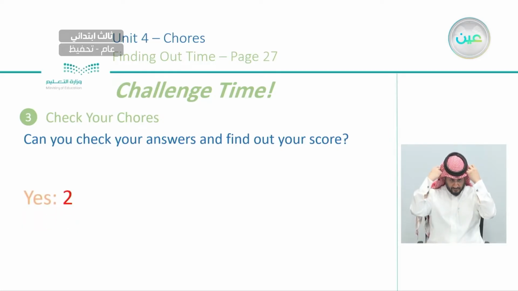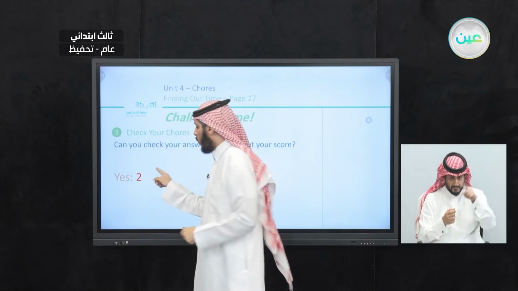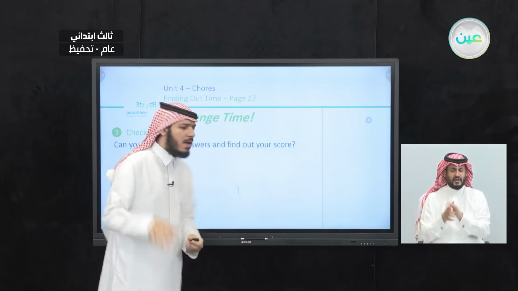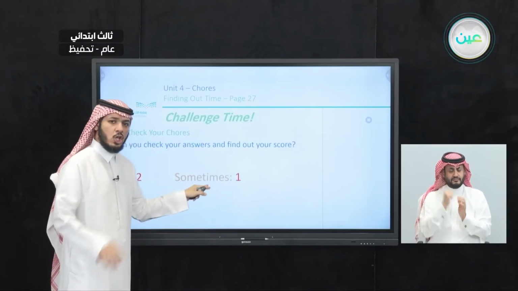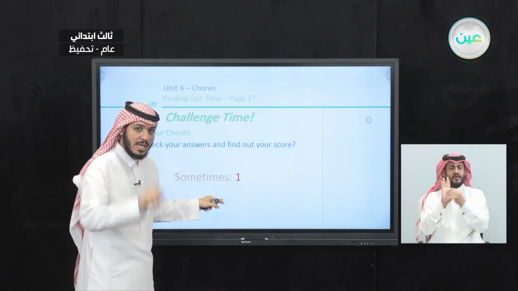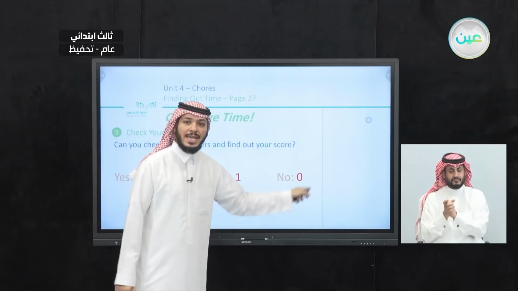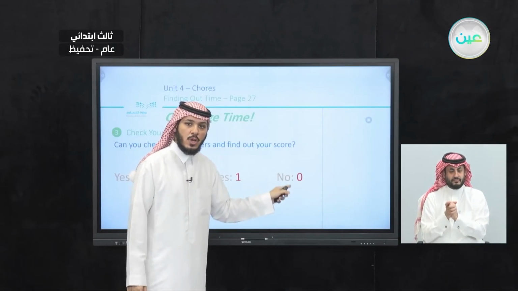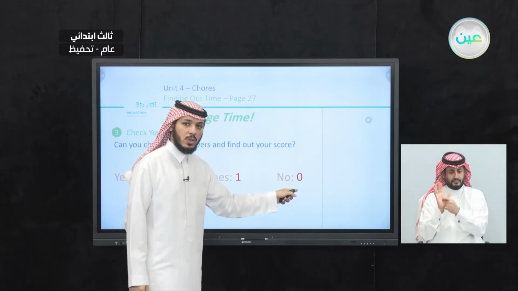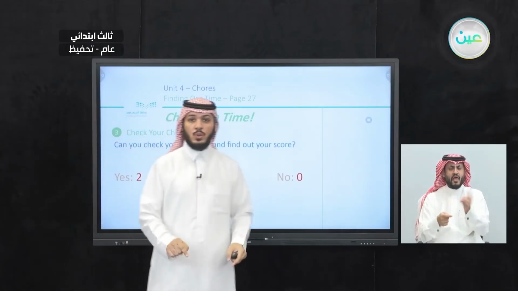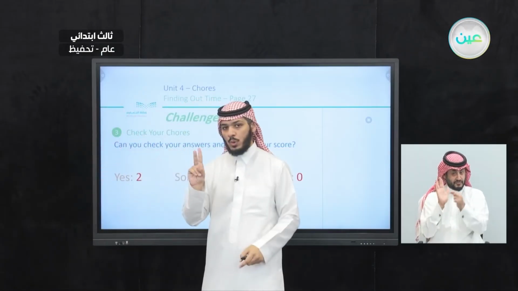So, if you put yes, I do it, you will get what? 2 points. If sometimes you do it, you will get what? 1 point. If you don't do it, you will not get any score. So this is 0 if you don't do it. If sometimes you do it, you will get 1. If always, you will get 2 points.